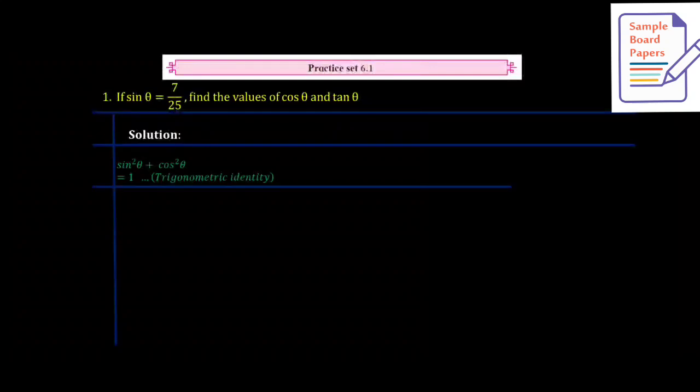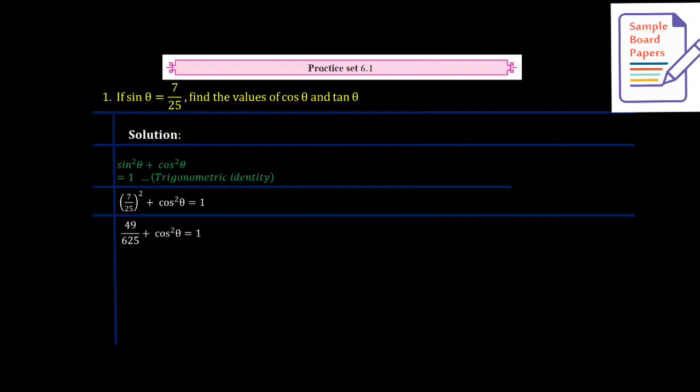So first, sine square theta plus cos square theta equals 1. Now here sine theta is already given, so in place of sine square theta we will put the value, 7/25 the whole square, and the remaining part as it is, cos square theta equals 1. Now take the square of 7/25. Square of 7 is 49 and square of 25 is 625, and the remaining part as it is.